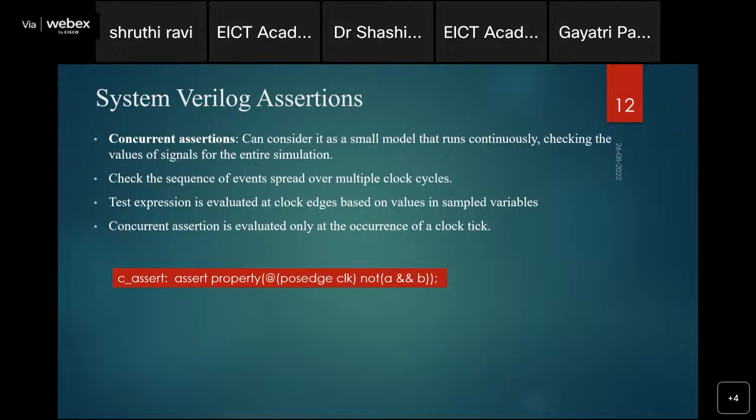So how would we differentiate between the concurrent assertion and immediate assertion? Because most of the constructs look similar. The only way to differentiate is the usage of the keyword property. If the property keyword exists, then it is going to be a concurrent assertion. So the expression that is written will be evaluated only at the clock edges, based on the variable values that are given to it. So this is all about the assertions.